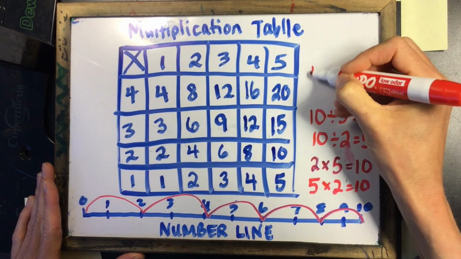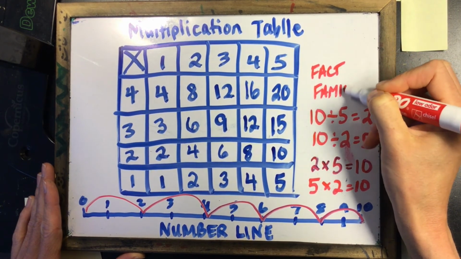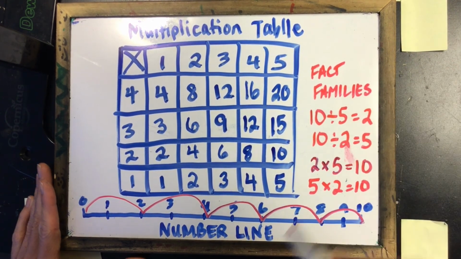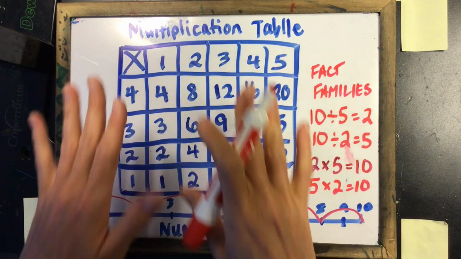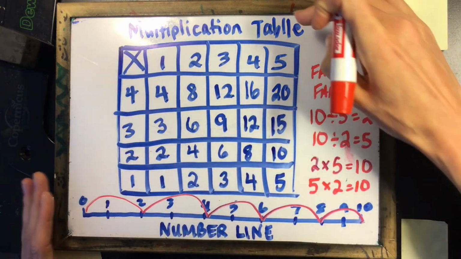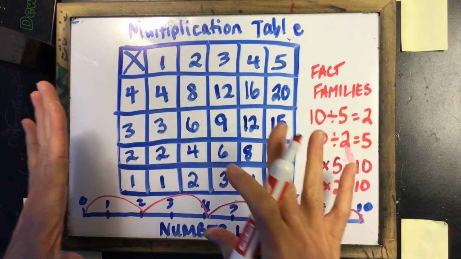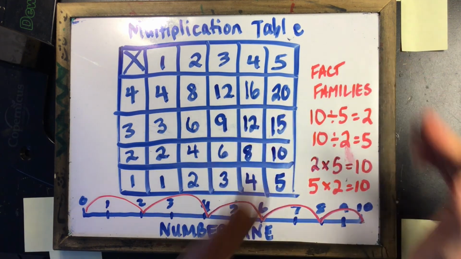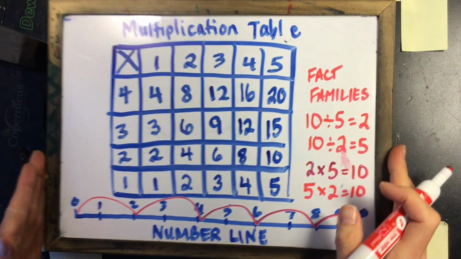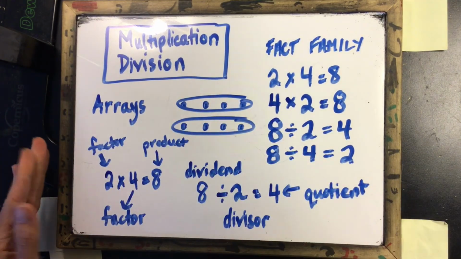Okay? And once again, we talk about the fact families. So over the last couple weeks, we've talked about a number of different things. We've talked about the multiplication table. Oh, and look at here. I spelled multiplication table wrong. Haha. Multiplication table, okay. We've talked about the number line. We've talked about the fact families. I'm going to move this over here and do the other one. Okay. And then we've also talked about arrays.